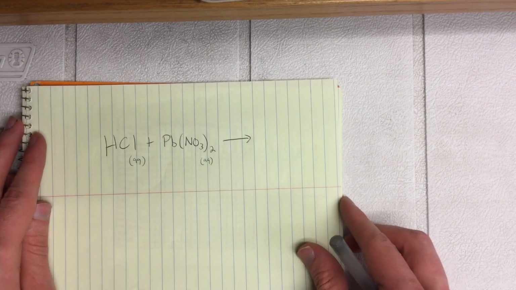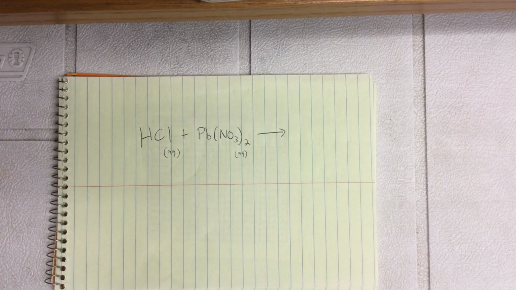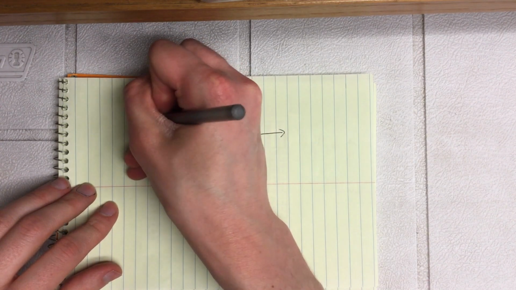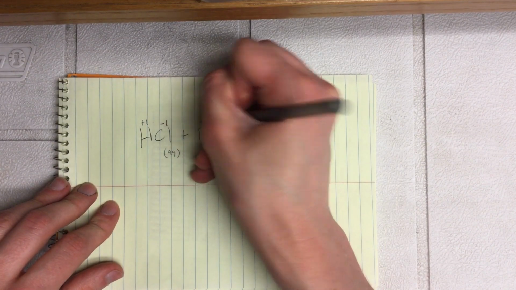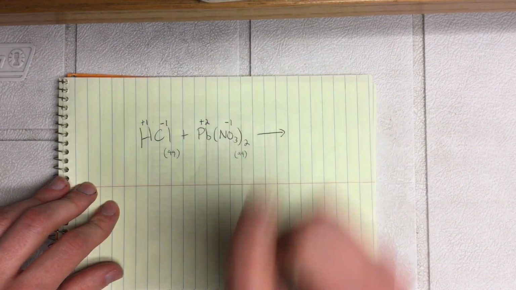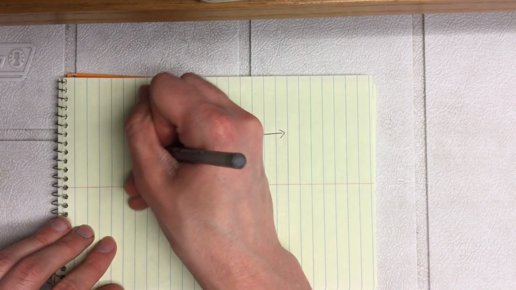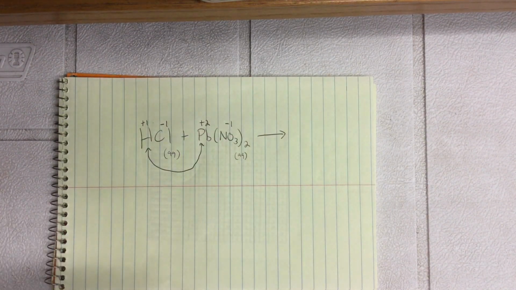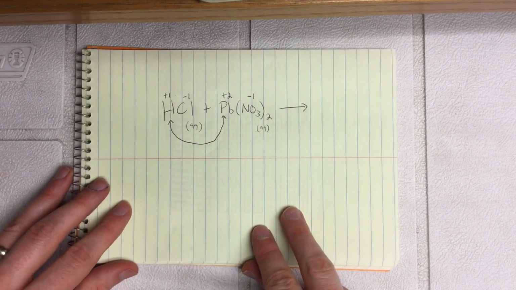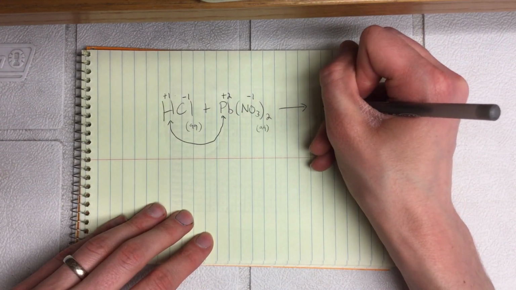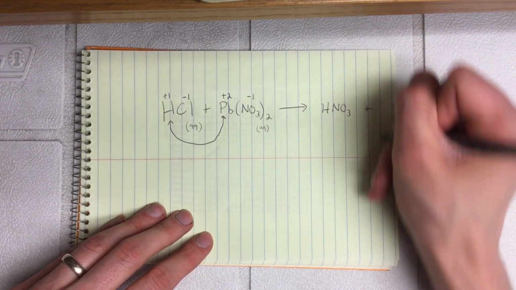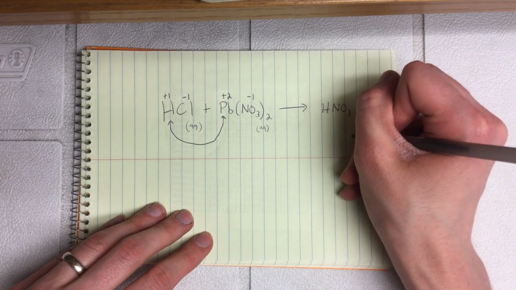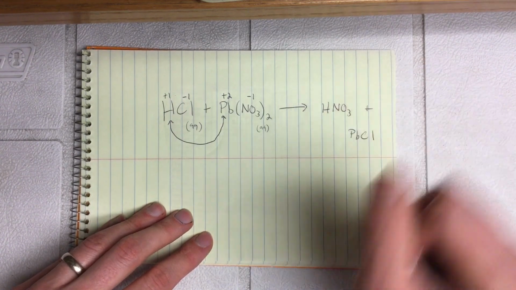Let's look at the next one. Our steps for this equation again are identifying the charges, so you want to do that first. Hydrogen is +1, chlorine is -1, lead in this case is +2, and nitrate again is -1. Your positively charged ions flip-flop spots. So now what we have in the products is HNO3 plus PbCl.